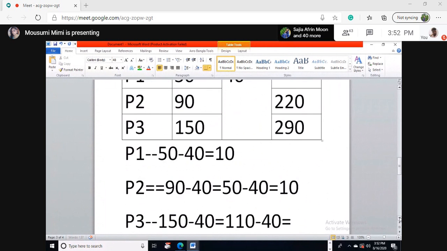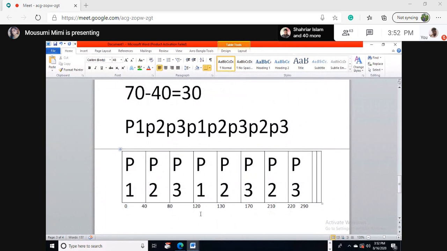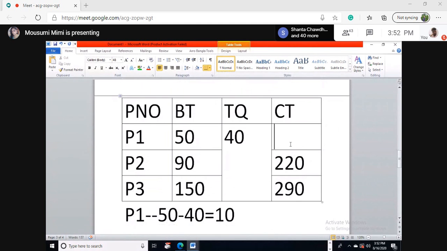And now for process 1. The completing time of process 1 is 120. So by this way, you will calculate your round robin scheduling mathematical problem.